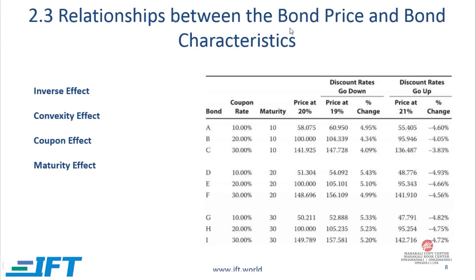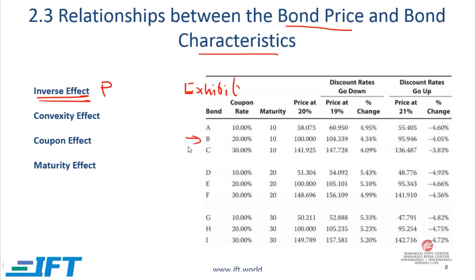We will now look at the relationships between the bond price and bond characteristics. In order to work through this section, we will use Exhibit 1 from the curriculum. The first effect that we'll talk about is the inverse effect. This says that there is an inverse relationship between the price of a bond and the market discount rate. And let's look at that over here.